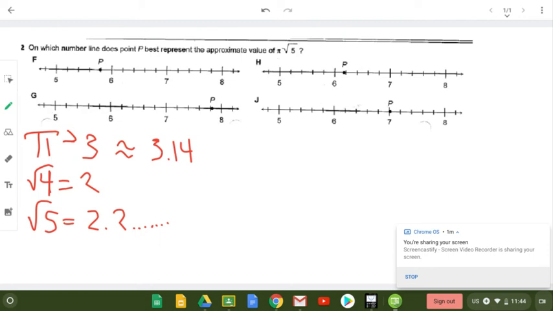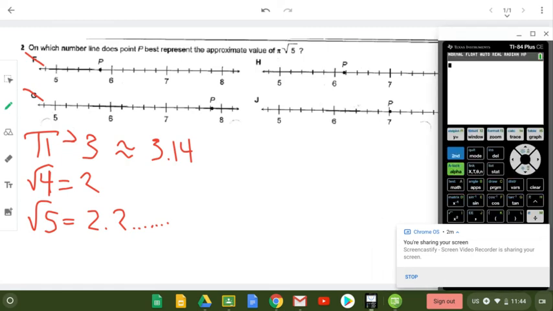If I'm looking at something more than 6, I'm going to eliminate F because that's less than 6. And I'm also going to eliminate the one close to 8, because I don't think we have enough decimal power to get us all the way to 8. So I'm left with 2 possible choices. At this point, you can make your estimate and look at letter H, but I'm going to put this into the calculator because we have that access available.